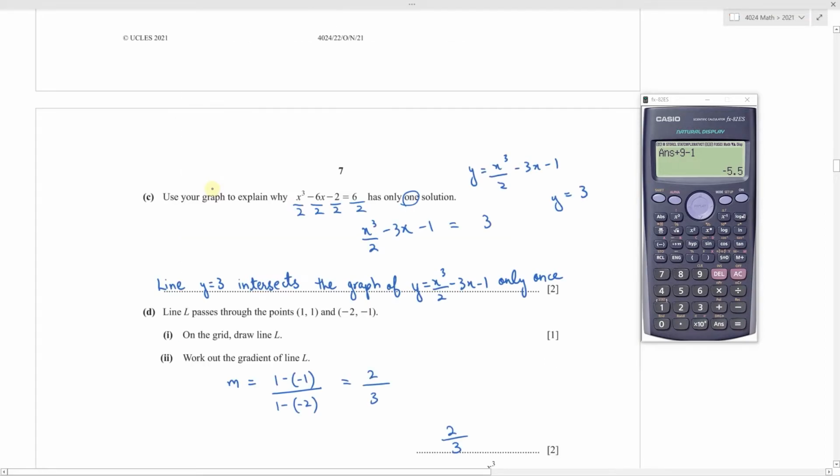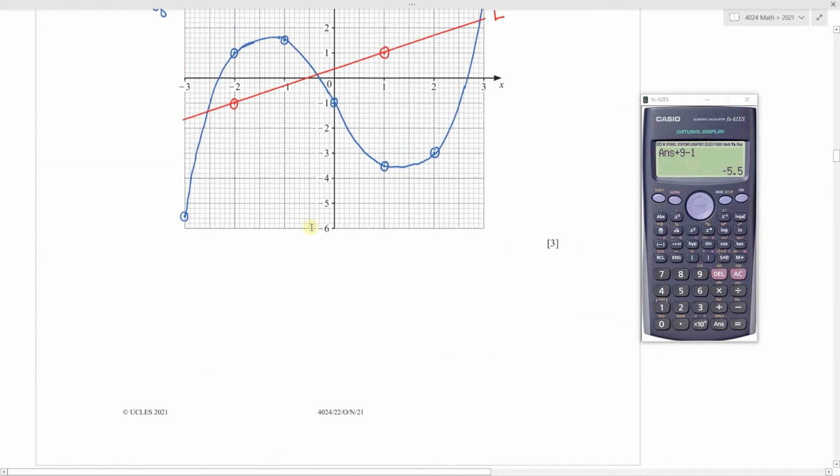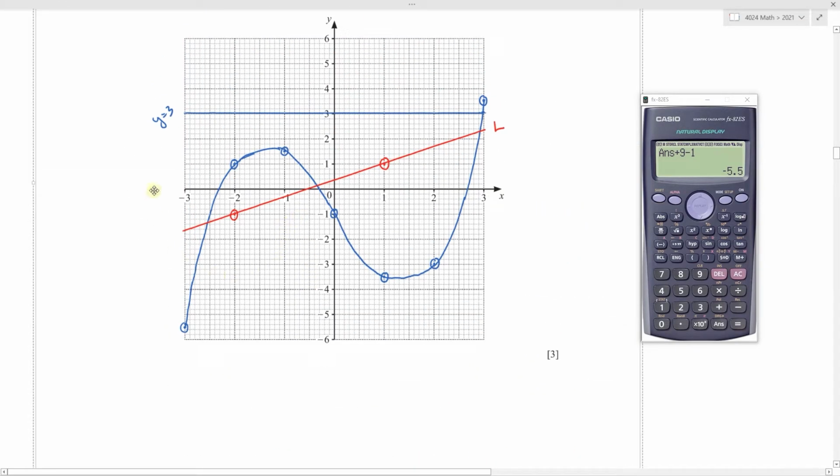Actually, let me mark it with a green line. So this is the first intersection. The second one is this here. And the third one is almost on this line here.